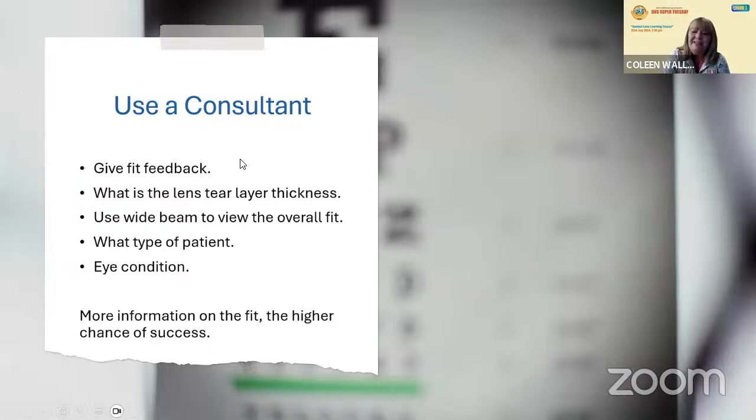Using the consultants is very important. That's what we're here for. So the more information that we get, the more pictures that we get, the better the chances of a successful fit. So if you can take good notes, good pictures, and pass all that information along to us, it can be very, very helpful in the success of your fit.